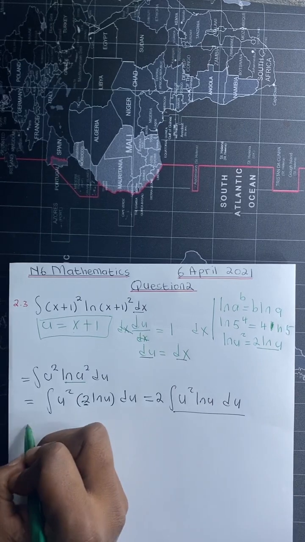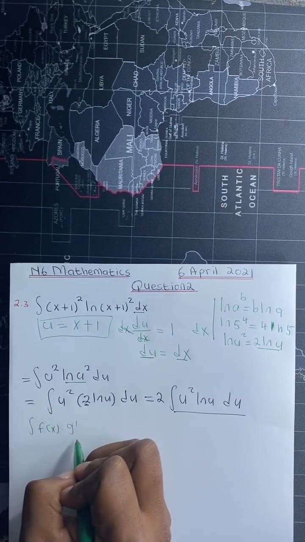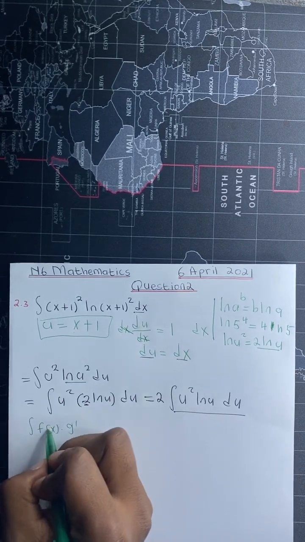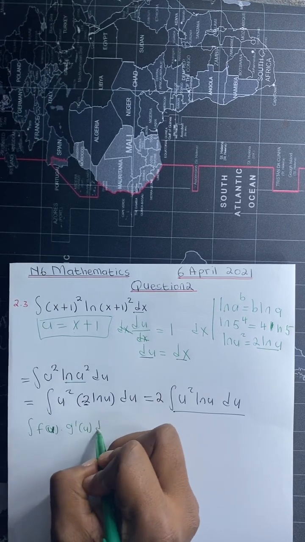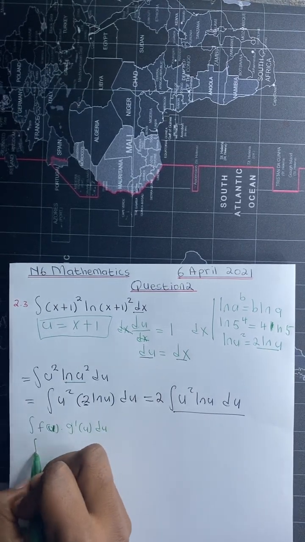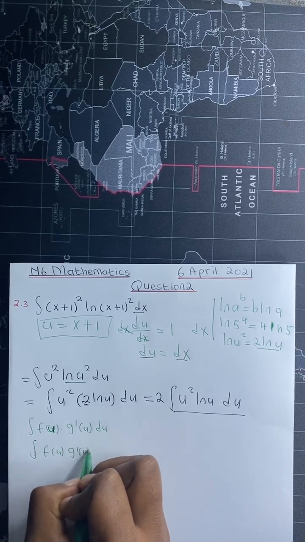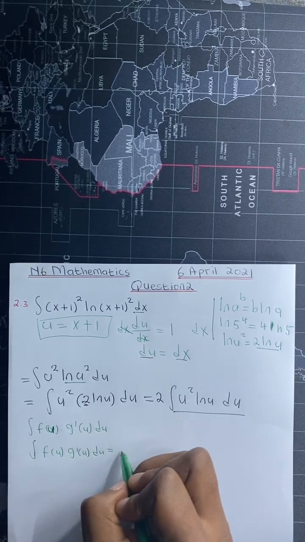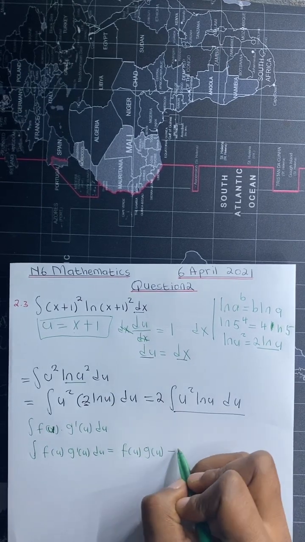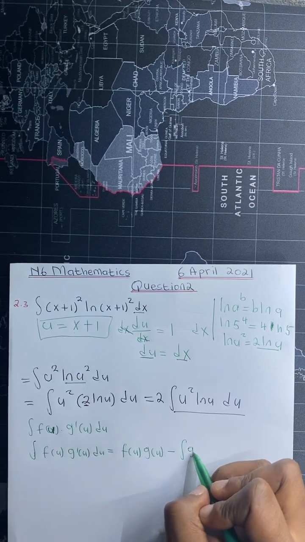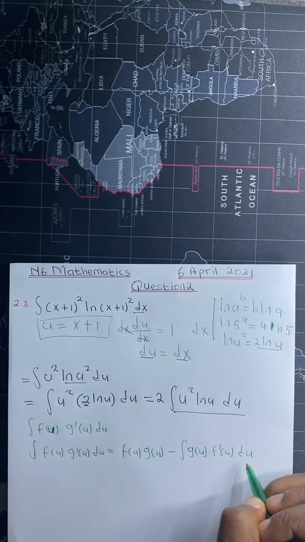The formula for integration by parts: we have the integral of f of x. Oh, but we are working with u, so this is going to be f of u g prime of u du. So let me write it again. So the integral of f of u g prime of u du will be equal to f of u multiplied by g of u minus the integral of g of u f prime of u du.